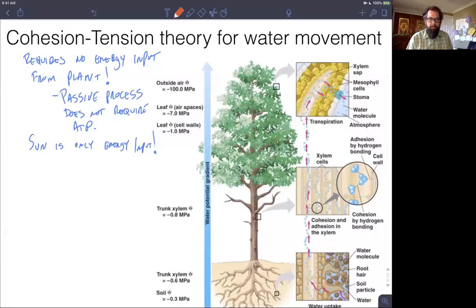Hey everyone, welcome back. Today I'm going to continue our conversation about water movement and think a little bit about how water movement in plants is affected by different environmental conditions. The first thing I wanted to do is remind you of what we went through. We went through the cohesion tension theory for water movement and determined that this requires no energy input from the plant. This is a passive process.